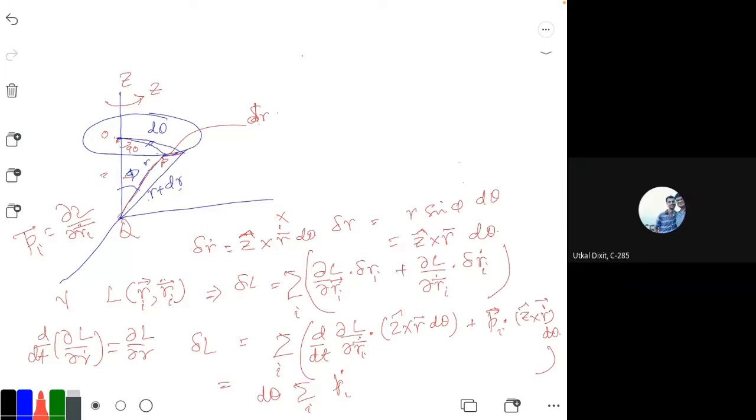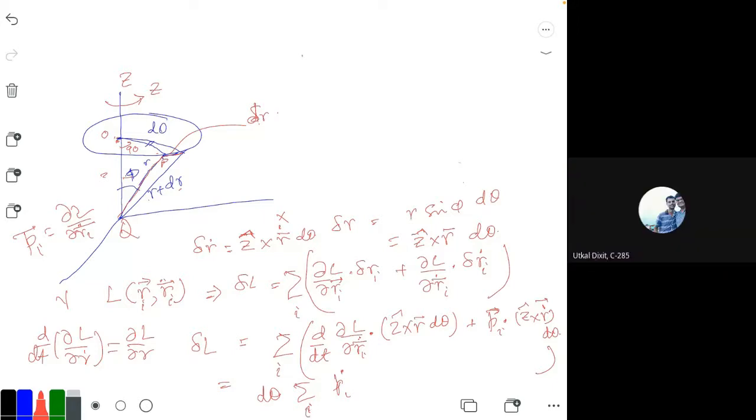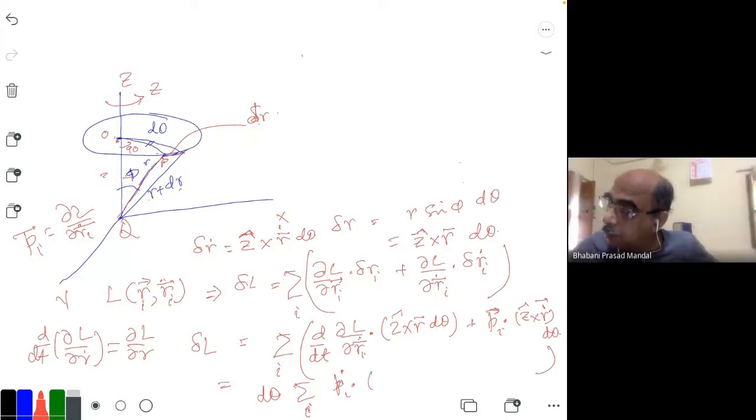Sir, how did you take d theta out of the bracket summation? Because theta has no i. The summation is only over i. Okay, sir. So p i dot z cross r i dot vector.